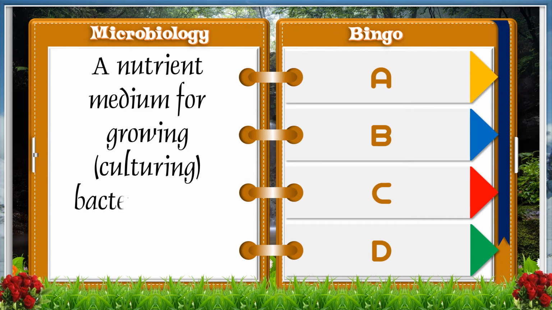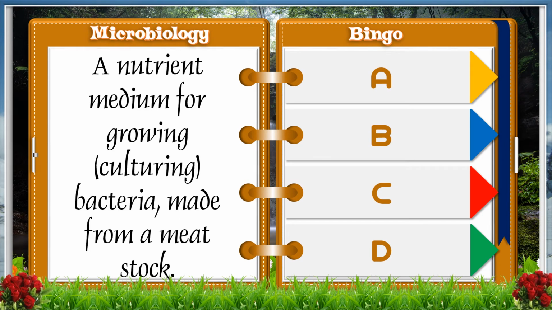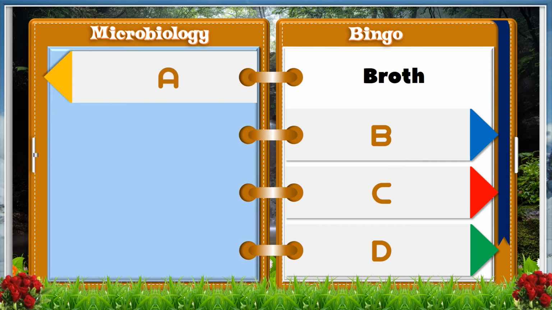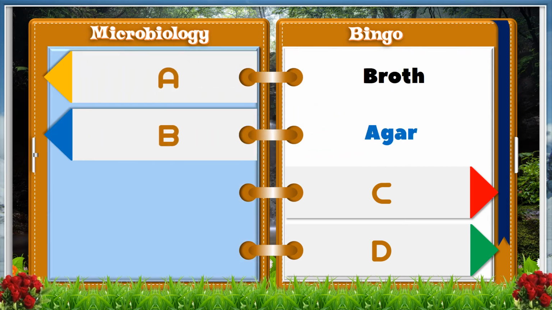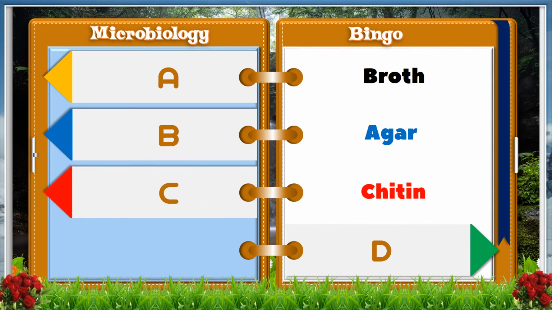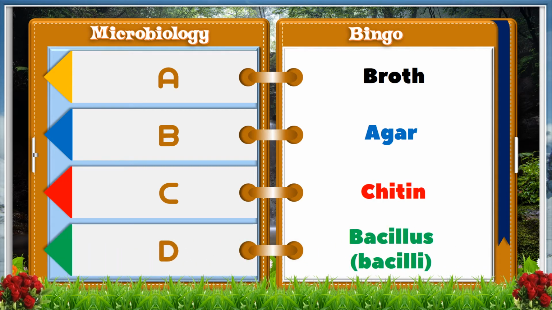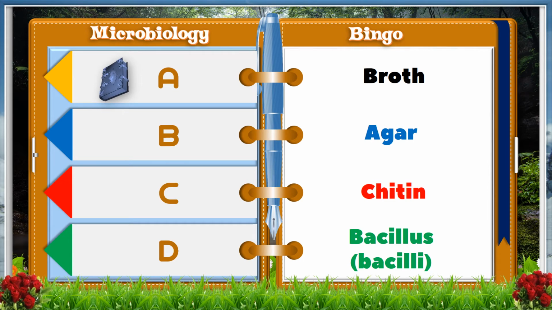A nutrient medium for growing bacteria made from a meat stock. A. Broth. B. Agar. C. Chitin. D. Bacillus. And the answer is A. Broth.